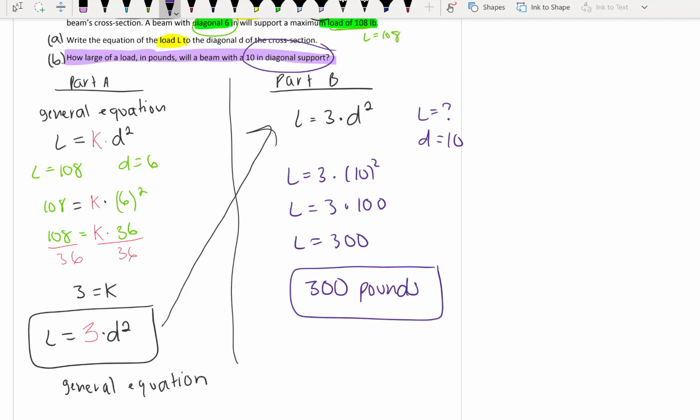So a beam with a 10-inch diagonal support will be able to support 300 pounds.